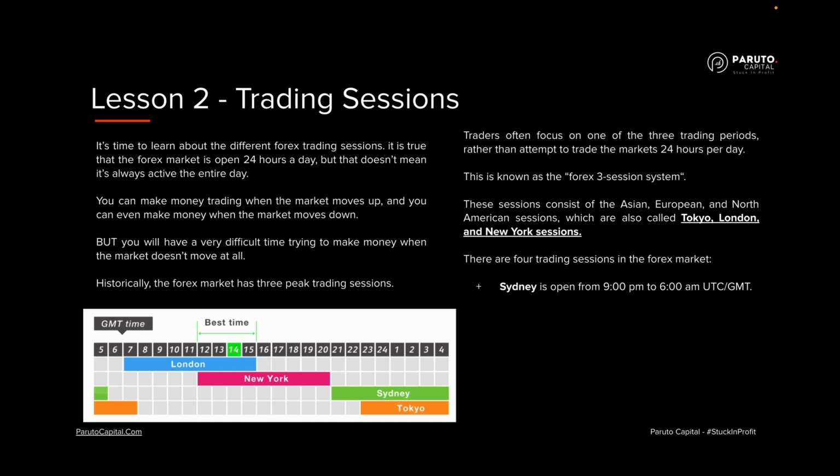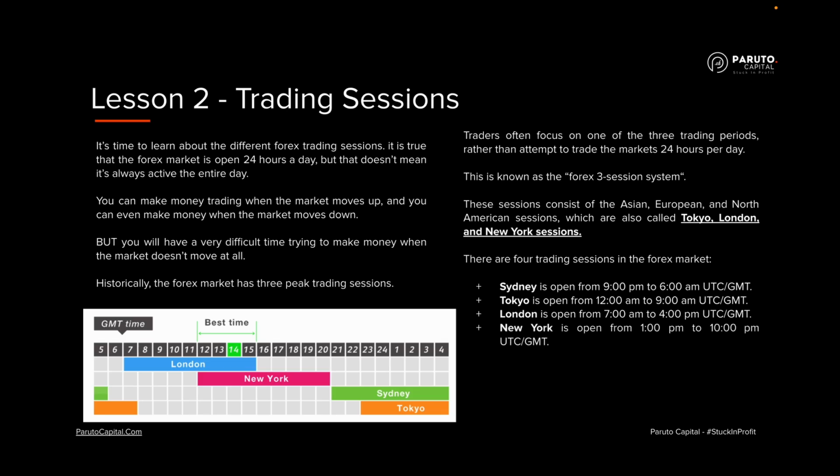Okay, now there are 4 trading sessions in the Forex market. So 1, Sydney, which is open from 9 p.m. to 6 a.m. UTC time. You can do the math. And then Tokyo opens from 12 a.m. to 9 a.m. UTC, GMT. And then London session is open from 7 a.m. to 4 p.m. UTC/GMT. So these times are very important for you to know because these are really the sessions that control the market. Then we also have the New York session, which is open from 1 p.m. to 10 p.m. Okay, so that is that for that.